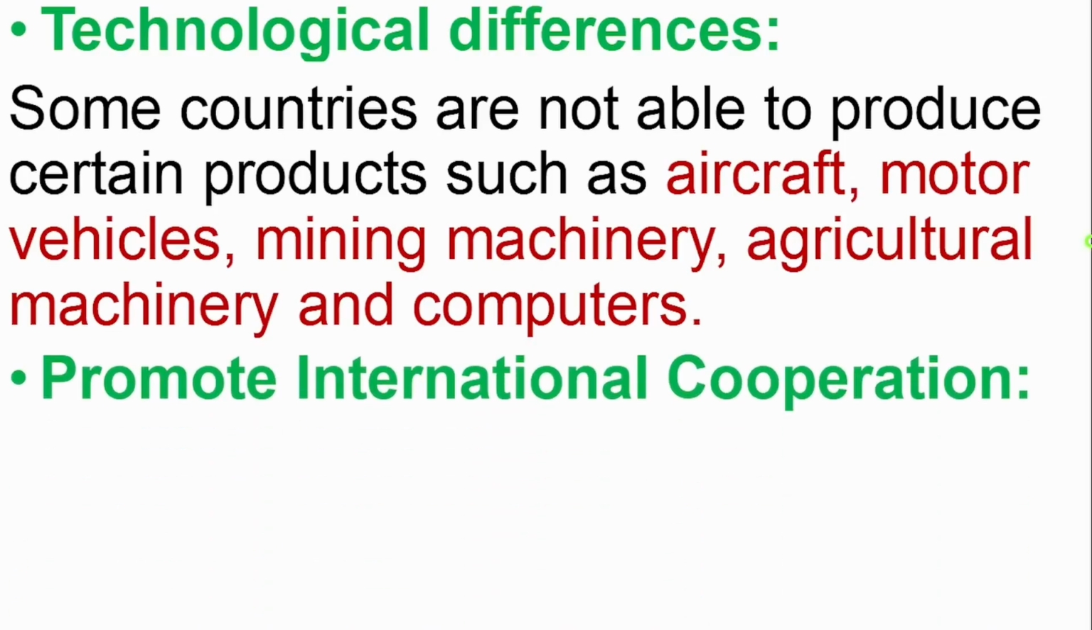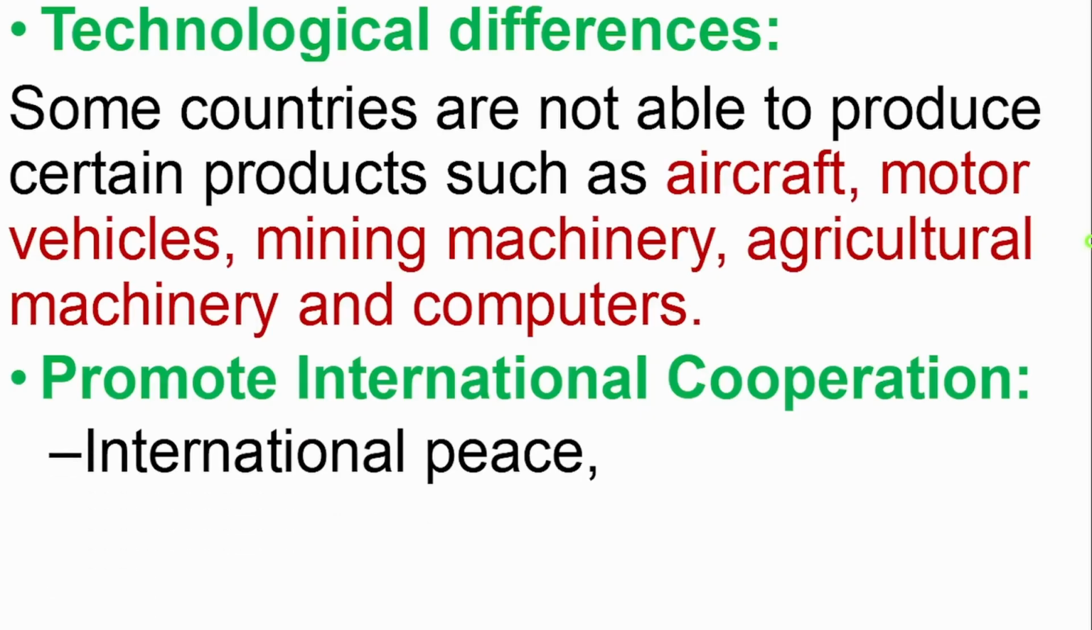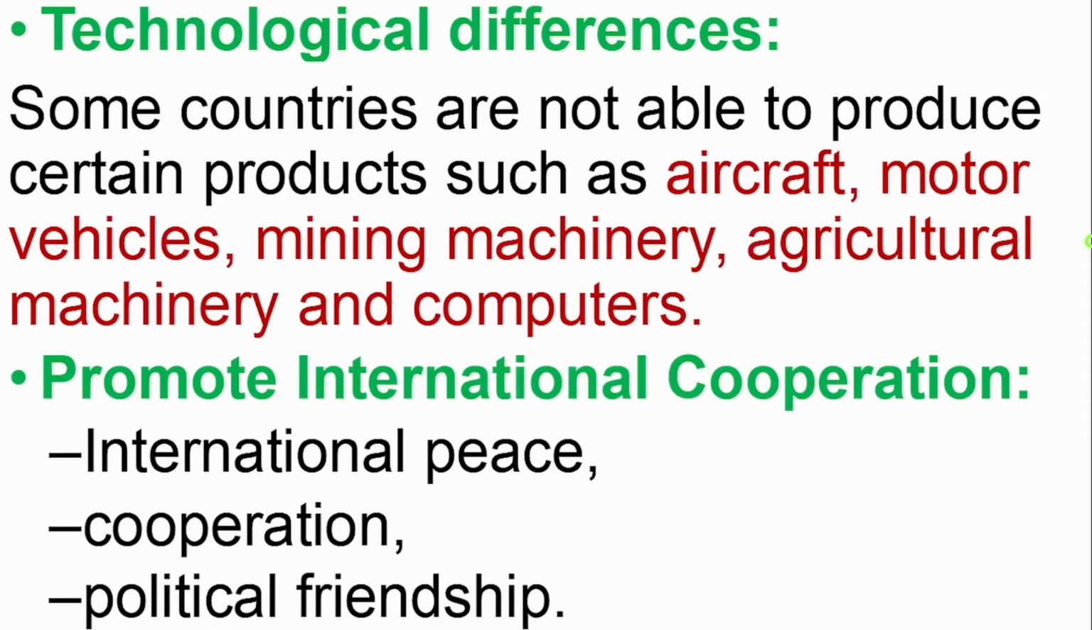The other point is it helps to promote international cooperation. Now, this is our last point. One, it promotes international peace. When we trade with countries, it's going to give us international peace generally. And then also there's cooperation and political friendship as a result of international trade. So these are some of the reasons as to why we engage in international trade.